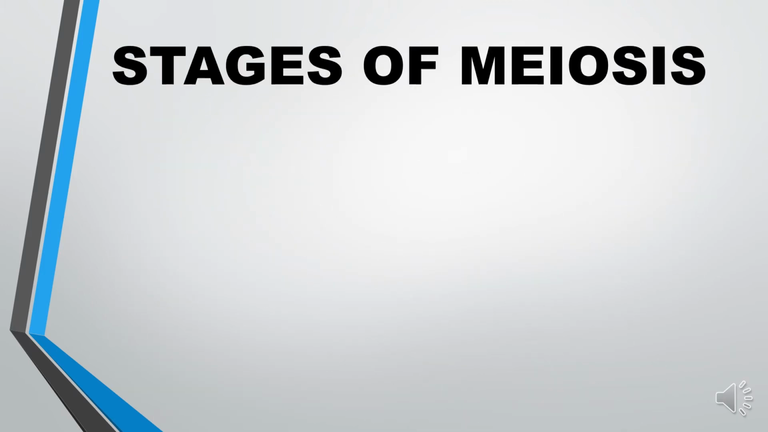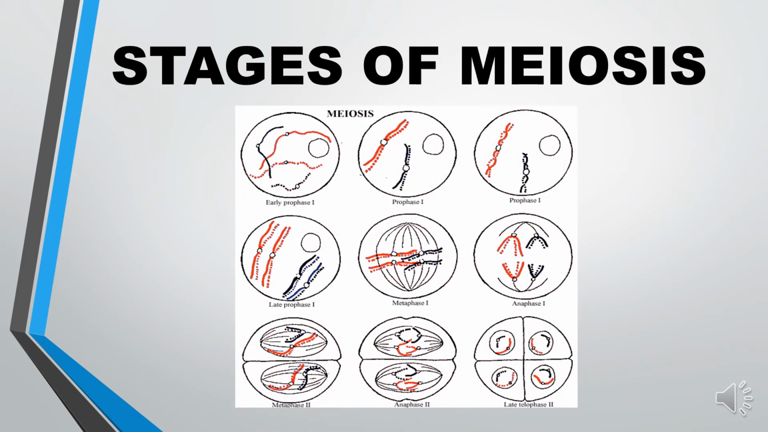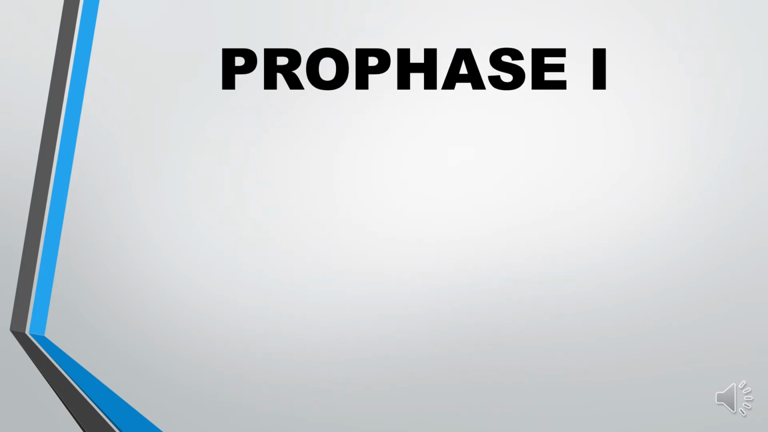So the stages of meiosis. As I said earlier, we have two kinds: meiosis 1 and meiosis 2. That's why we have a little bit longer process here. So let's proceed to meiosis 1 and with prophase 1.